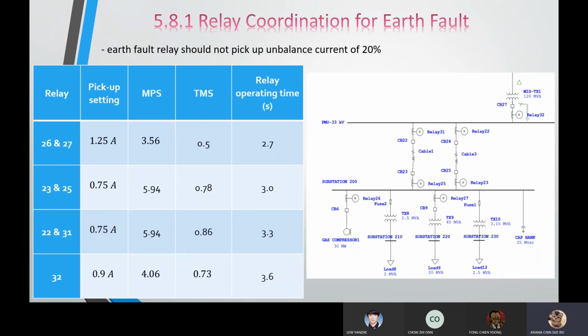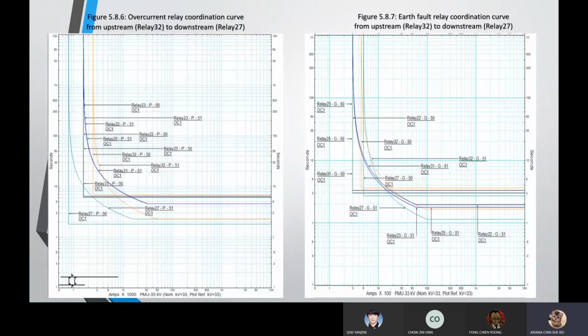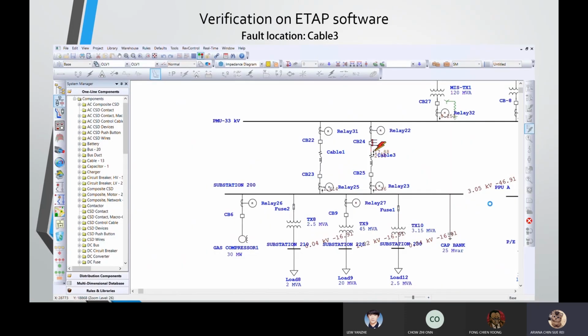Similarly, we do the same for earth fault, but in this case, for earth fault, the current to be used must not exceed 20% of the unbalanced current. Using ETAP software and the Star View, we can also plot the overcurrent relay coordination curve for phase and for earth fault. Next, this is a part of verification on the ETAP software.